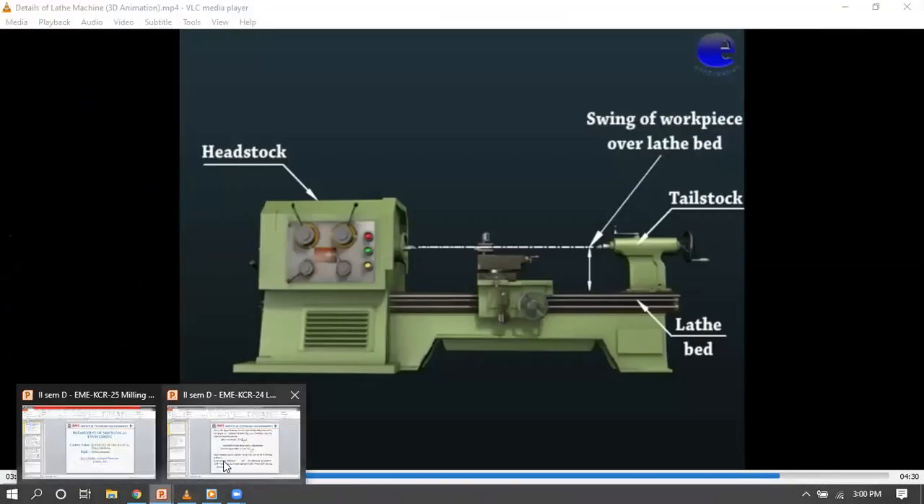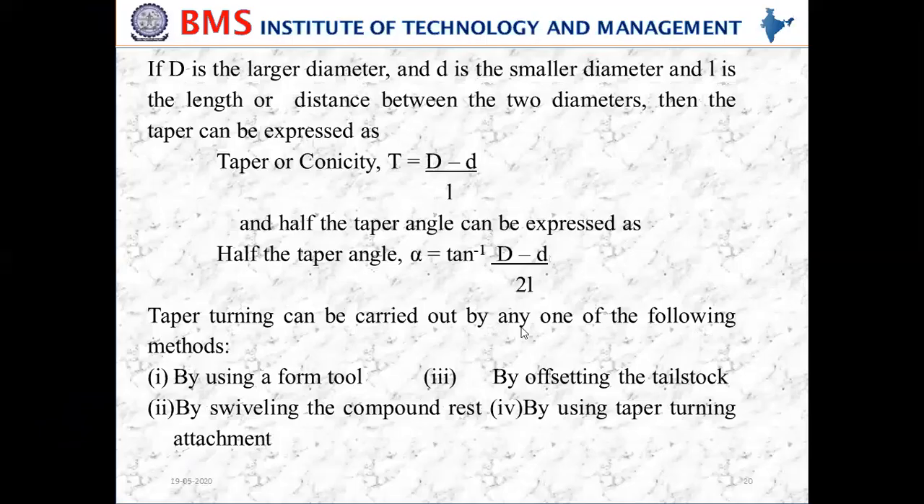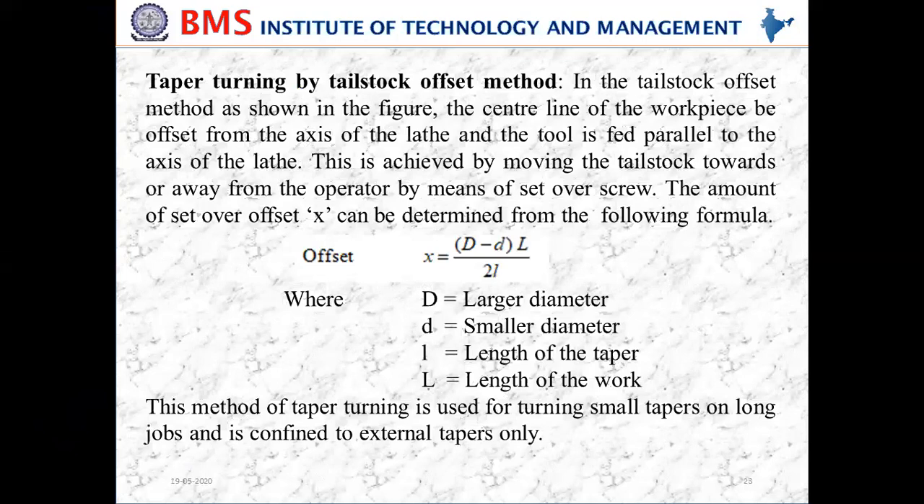Now we'll move to the next method, that is taper turning by the tailstock offset method. In taper turning by offsetting the tailstock, you produce the taper by shifting the axis of rotation of the workpiece at an angle to the lathe axis, and then the tool is moved parallel to the lathe axis.